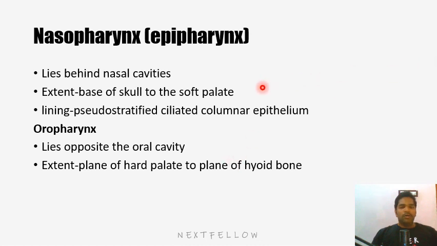Nasopharynx. Now, we already saw the portion lying behind the nasal cavity is called the nasopharynx. The pharynx is divided into nasopharynx, oropharynx, and laryngopharynx. So all three parts make up the entire pharynx. The nasopharynx lies behind the nasal cavities. It extends from the base of the skull to the soft palate or hard palate. The lining is pseudostratified ciliated columnar epithelium.